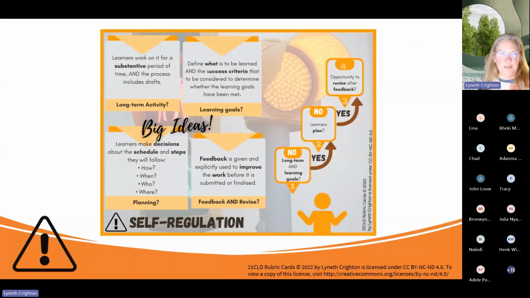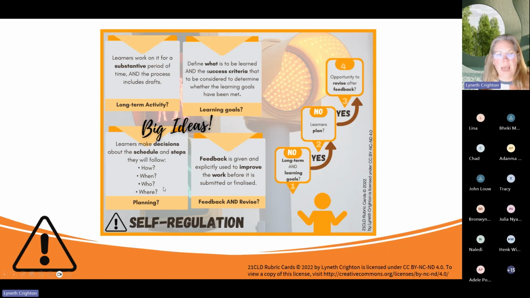So, the big ideas. It has to be a long-term activity with learning goals. In other words, it needs to take more than a lesson, and you have to define what is to be learned and the success criteria. So the marking rubric needs to be given so that the learners know what they need to meet the goals. If you answer yes, it would come to a level 2. If it wasn't long term or it didn't have learning goals, it would only be a level 1.